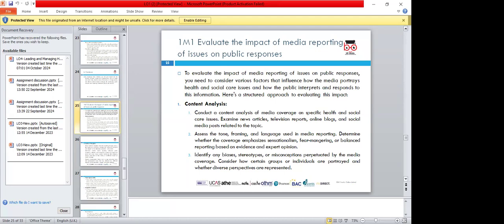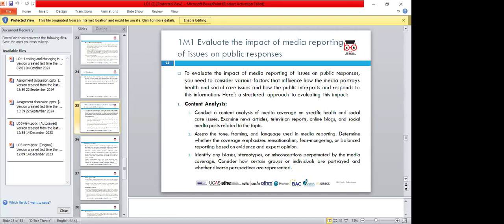Are they so serious about the issue? To determine the coverage, emphasis, fear mongering, or does it create any fear within health and social care, where a lot of people may be afraid? Is there a lot of abuse going on that raises concern? So these are things you have to consider.